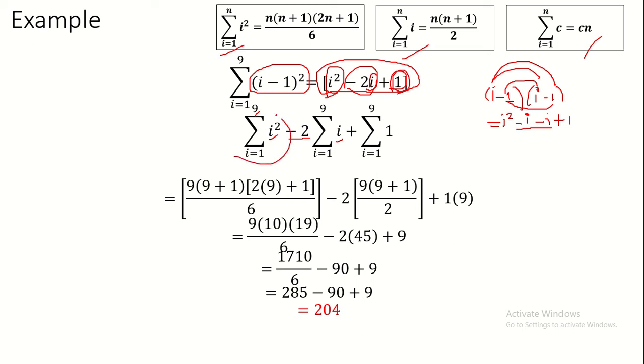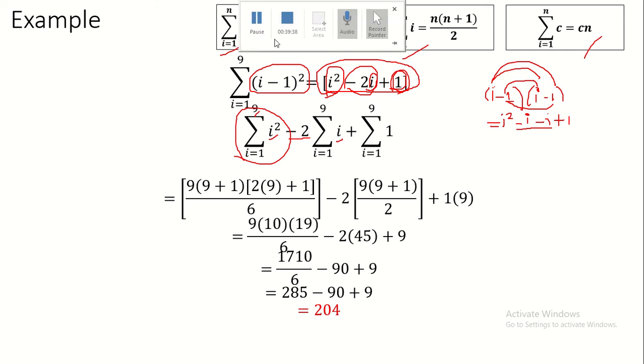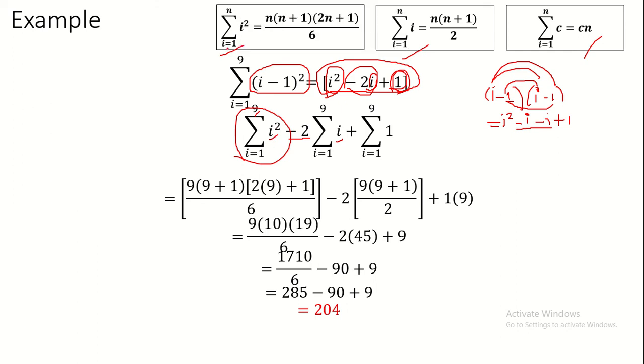So here first, let's start with this summation, i squared. Okay, so we're going to apply this formula. The summation of i squared from i equal to 1 up to n is given by this formula. So our n is equal to 9. So just substitute the value of n. So 9 times the quantity 9 plus 1 times the quantity 2 times 9 plus 1 divided by 6.